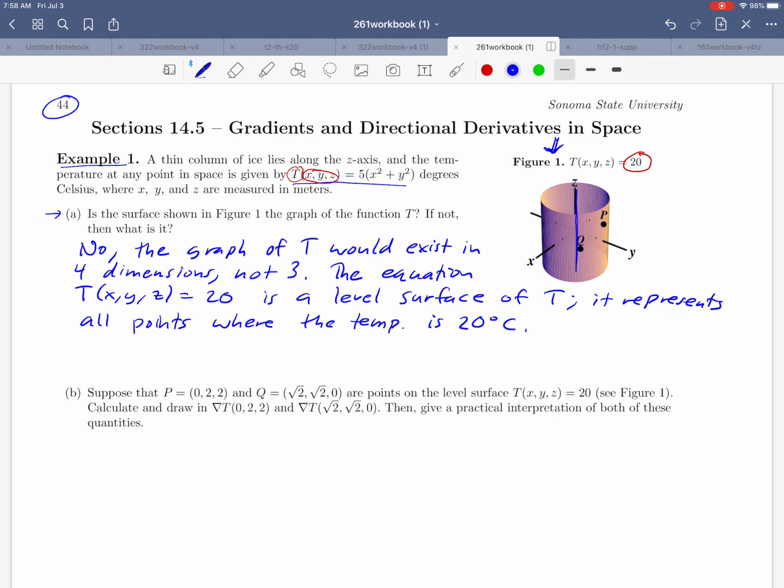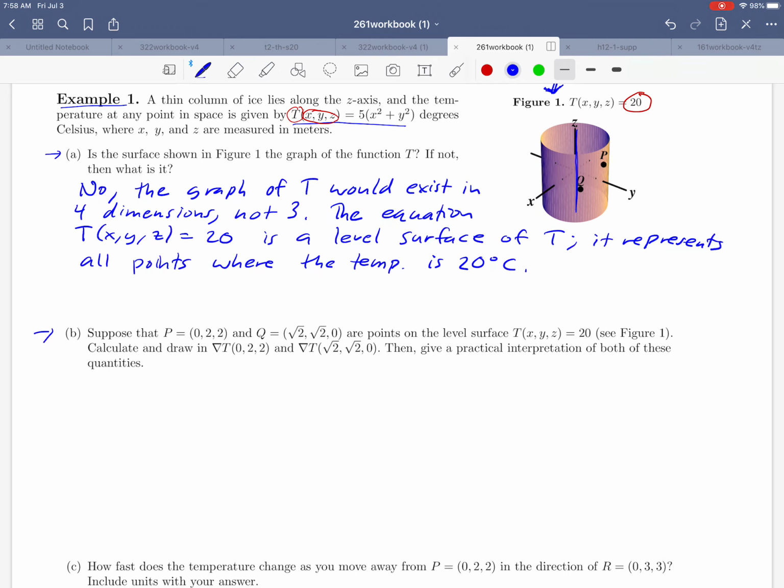Okay, so we are ready then to move on to part B. They're giving us a couple of points, P and Q, and they notice that those are points that are on the surface above, and they'd like us to calculate and draw in some gradient vectors and then give some interpretations. All right, so let's start by calculating the gradient. I'm going to remind you that the function that we're taking the gradient of is this T up here.